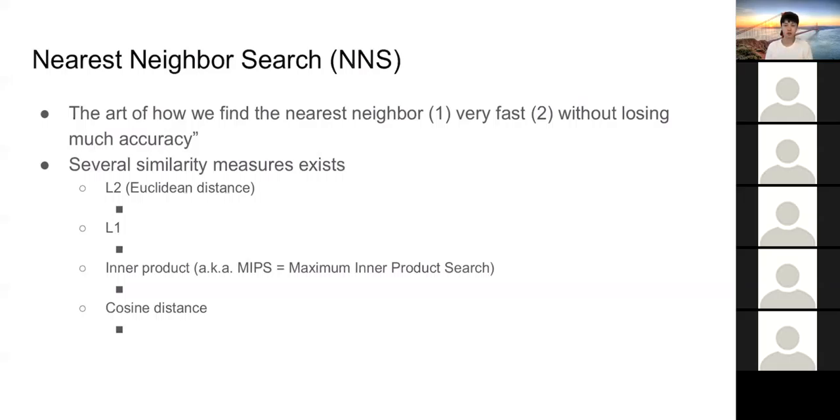And also you want to make sure that your accuracy doesn't go down much, because if it does, then of course, again, it's not useful. So you have to control the trade-off between these two. And it's also important to be knowledgeable of several similarity measures.